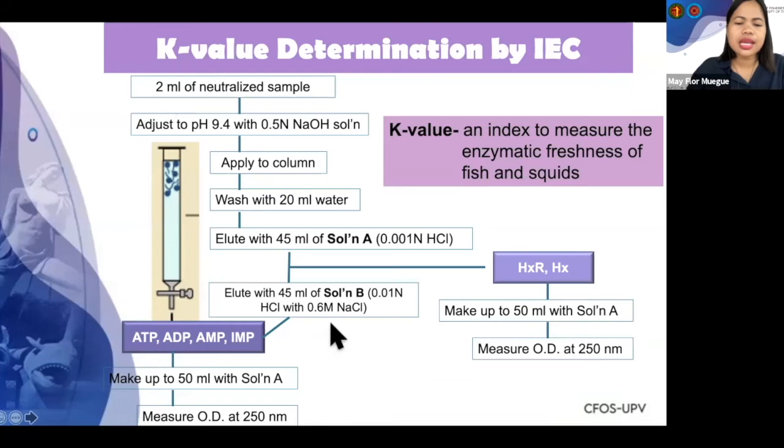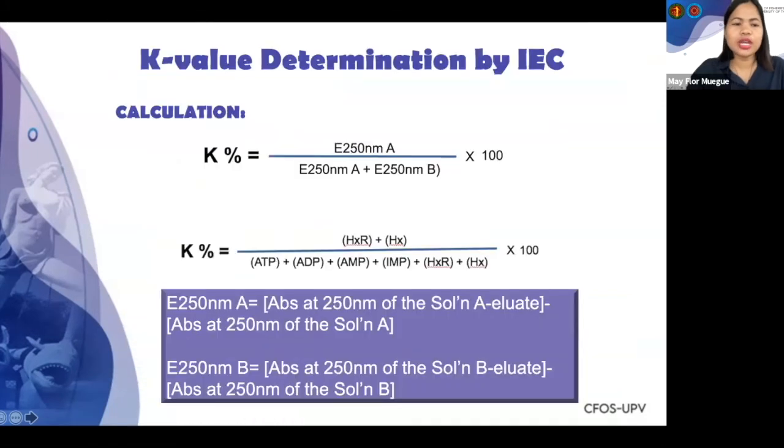And then you read the absorbance of this. And then sa second solution mo, you elute also your solution B, and then you collect it. Ito yung mako-collect mo, yung ATP, ADP, AMP, and IMP. Now, you read also the absorbance reading or the optical density reading at 250 nanometers, and then you will now be able to compute for the K value. So ganon, yun yung gamit ng ion exchange chromatography to determine the K value of your product or your sample.